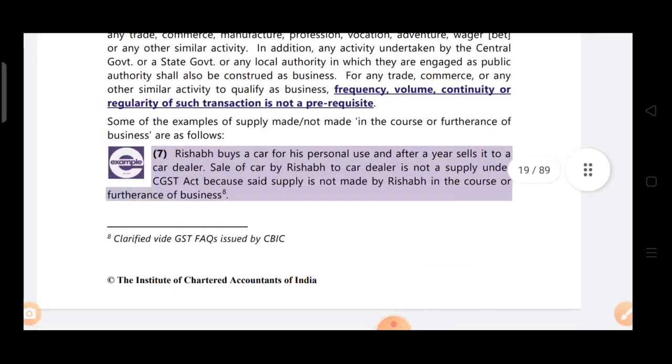First one: Rishabh buys a car for his personal use and after a year sells it to a car dealer. The sale of the car by Rishabh to the car dealer is not a supply under the CGST Act because the said supply is not made by Rishabh in the course of furtherance of business. It is done in a personal capacity. The car was for personal use, and after using it for a year, Rishabh sold that car to a car dealer. So the supply was not made by Rishabh in the course of business.